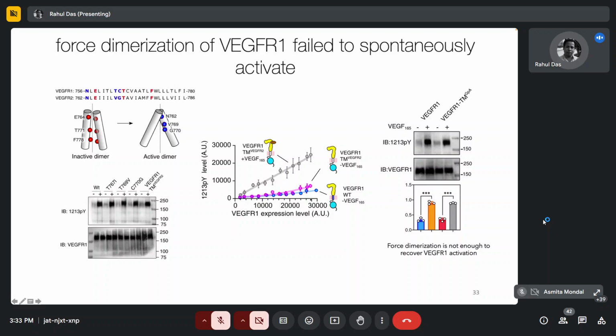We'll start to look into this transmembrane segment, which is known to induce spontaneous dimerization in lung cancer for EGFR. If you mutate a residue here in the middle of this domain, it will induce a very stable dimer. So what we did is we replaced the transmembrane domain of VGFR2 with that of VGFR1, and yet we could not activate these proteins. So certainly it looks like, unlike other receptor tyrosine kinases, transmembrane-induced dimerization is actually not a feasibility.